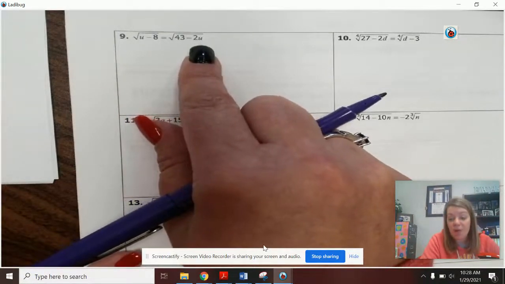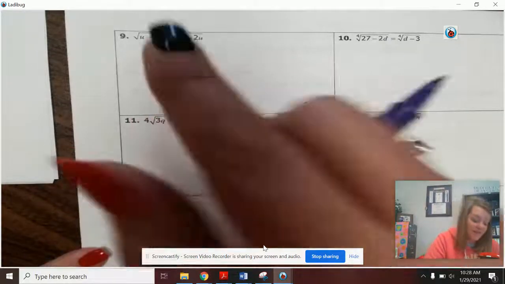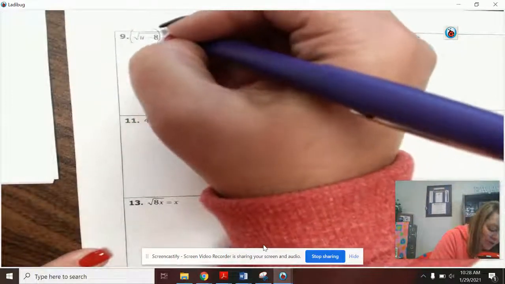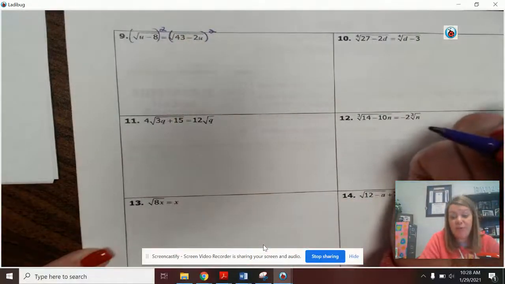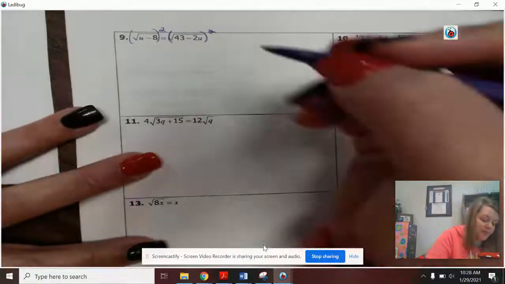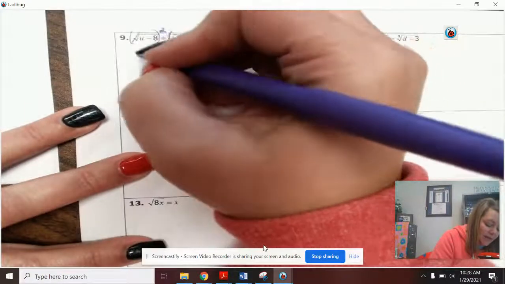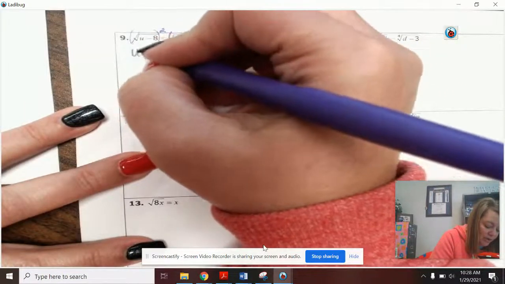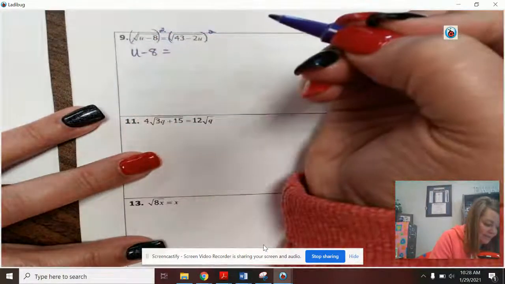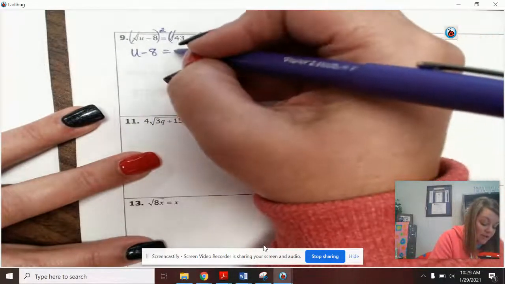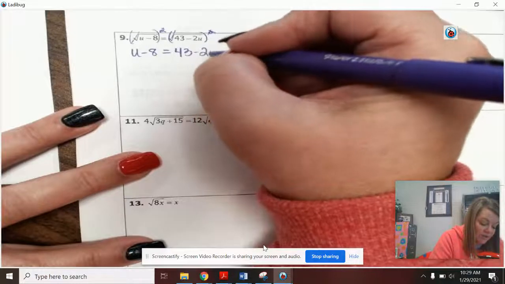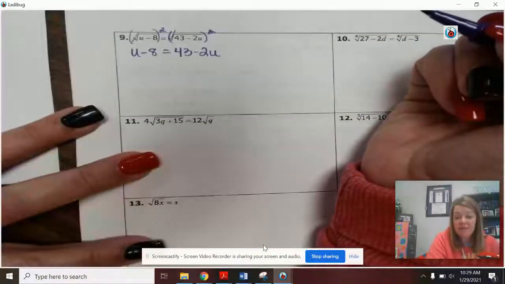Well, I can use opposite operations. I know that the opposite of square rooting something is squaring it. So I'm going to go in here and I'm going to square both sides. And that gets rid of my roots, okay? So that square root and squared cancel each other out, and I get u minus 8 equals. And here, the square root and the squared cancel each other out, and I get 43 minus 2u. So that's awesome. That's not so bad now.